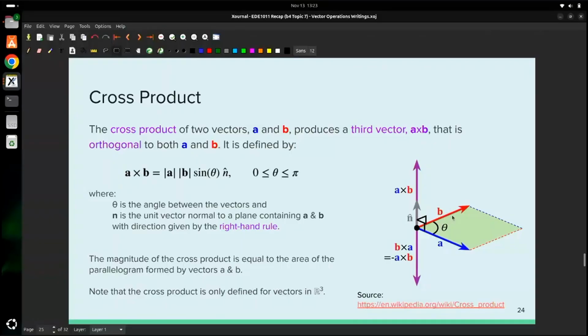Make sense? Okay? So it's quite easy to understand, right? Because let's say you have a plane, let's say the screen is the plane. So the A cross B vector, where A and B are on this plane. The cross product is going to give you the third vector, the resultant vector that is pointing out of the plane. Okay? So what is the direction of the cross product?